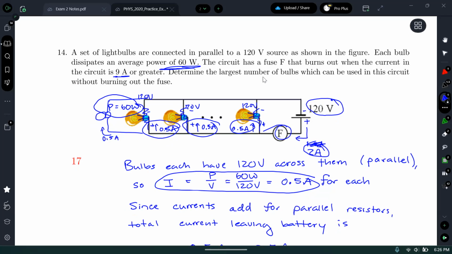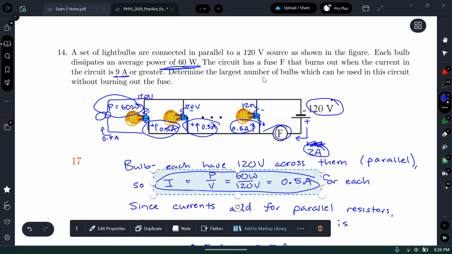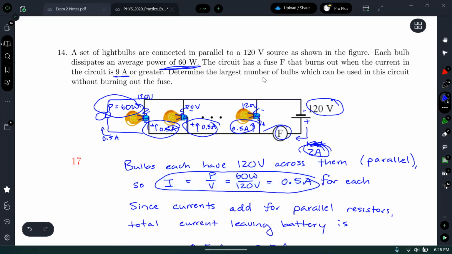I'm confused how to figure that out. Well, we figured out how many bulbs it takes to get 2 amps, right? It's going to be four bulbs. To get 2.5 amps, it'll be five bulbs because you'll have another half amp going through that one, meaning 2.5 have to leave the battery. So you keep adding each half amp until you get to 9. Alternatively, you could see how many times one half an amp goes into 9 amps. It's really the same question.